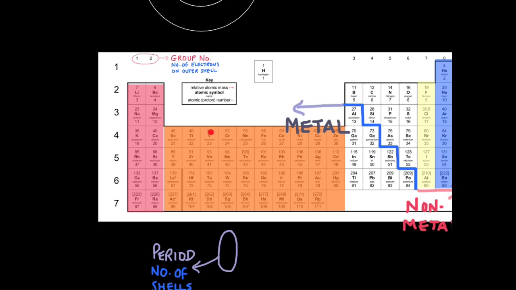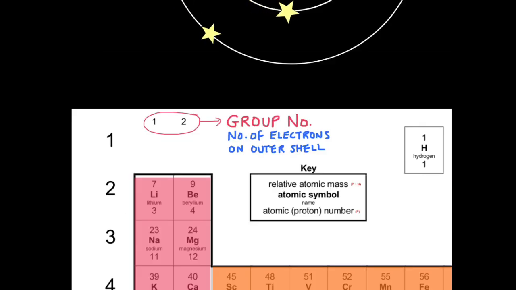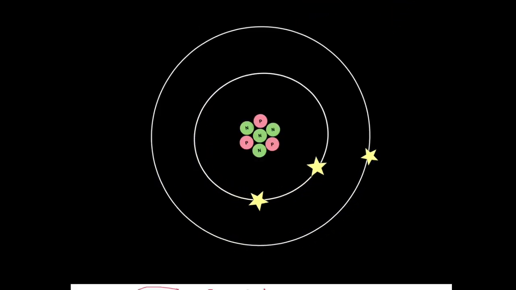Notice how there are no group numbers for these transition metals, but then it resumes here, group 3, group 4, group 5, 6, 7, and the final group can be referred to as group 0, but is sometimes also referred to as group 8. The group number tells you the number of electrons on the outer shell of an atom. So for example, this atom would be found in group 1 because it only has 1 electron on its outer shell, and you can see it there.